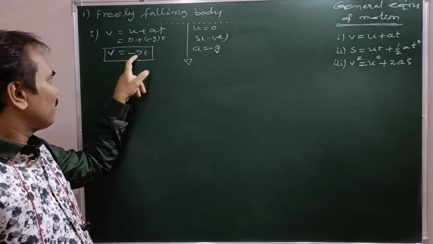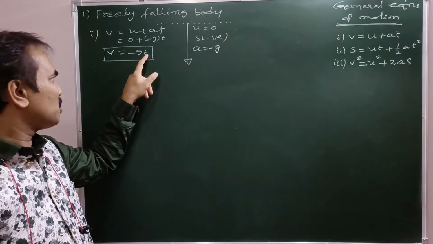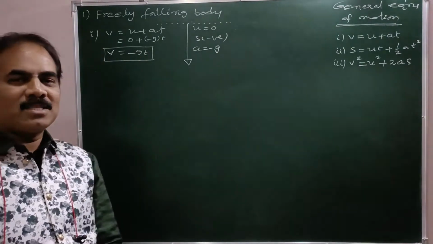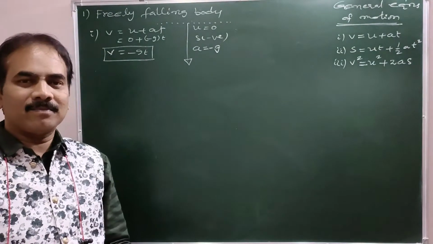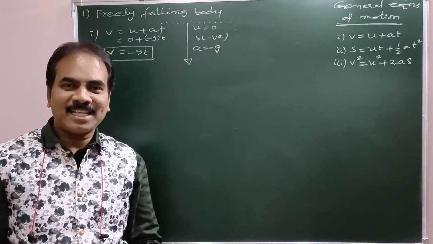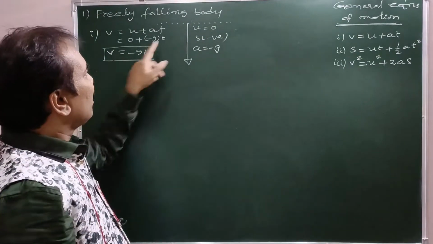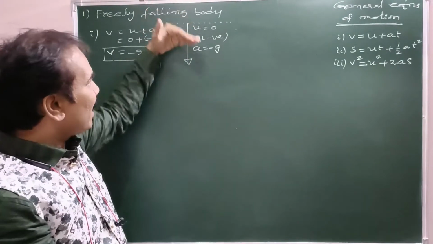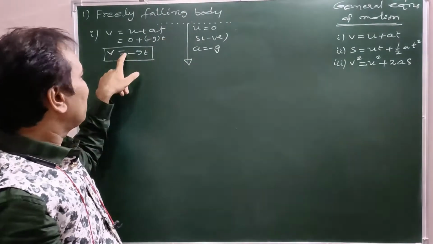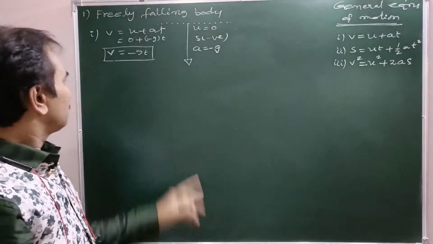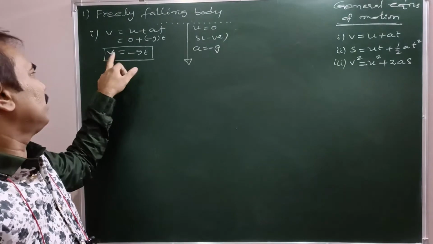See here, v comes with a negative sign. t is always positive, g is negative, therefore v is negative. V negative means the velocity at some instant other than t equal to 0, the final or instantaneous velocity, is negative. Of course, initially the velocity is 0. Later, because of gravity, the body gains some velocity which is negative, because it is moving below the reference axis.